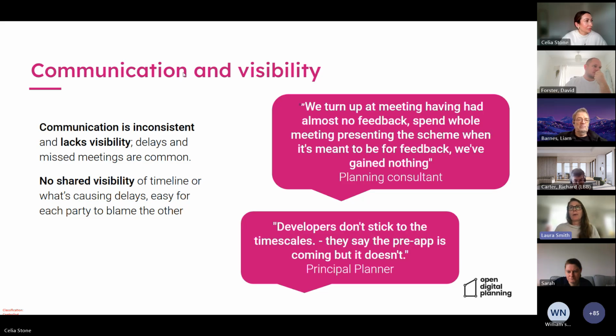So just picking up on that point, another big pain point was around communication and visibility. So a feeling that communication is inconsistent from the applicant side, feeling that they might send an email and then it just disappears into the ether. They know they can't chase the case officer because they're so under pressure, they're not going to answer their phone. And this then leads to additional demand, in that they might try and escalate it. They might try and contact somebody else, and so on, which just adds to the delay. And again, there's no shared visibility of timeline.